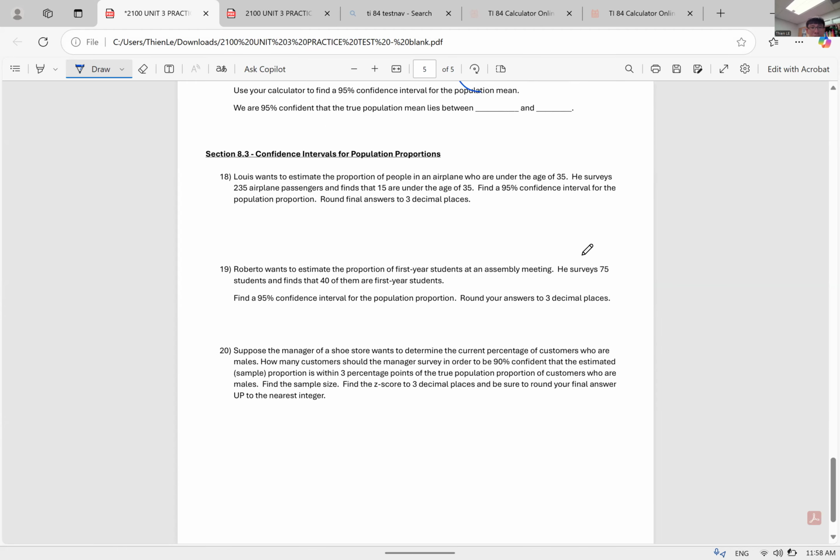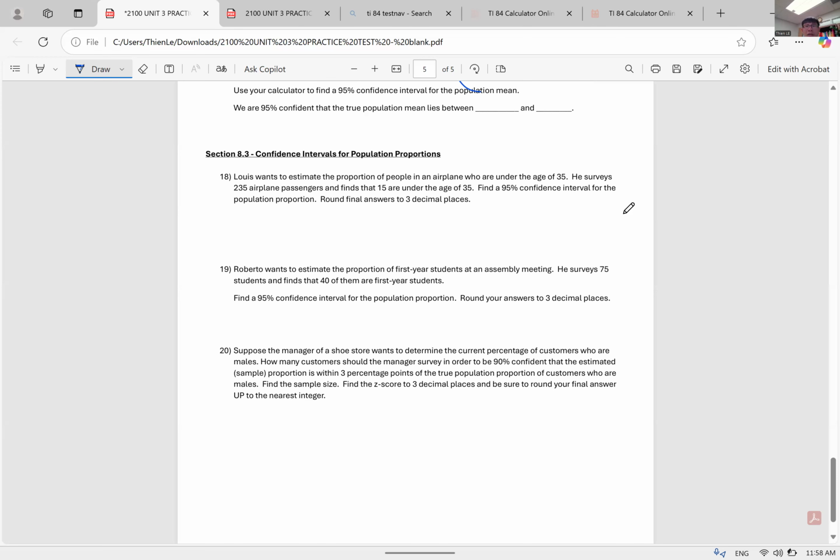So here the last batch is about the confidence interval for a proportion. Louis wants to estimate the proportion of people on an airplane who are under 35. He surveyed 35 airplane passengers and found that 15 are under the age of 35.